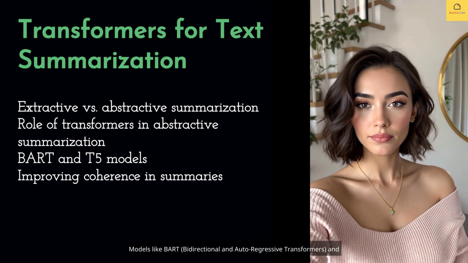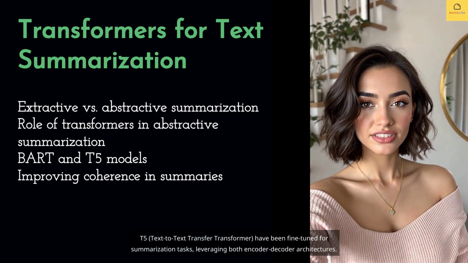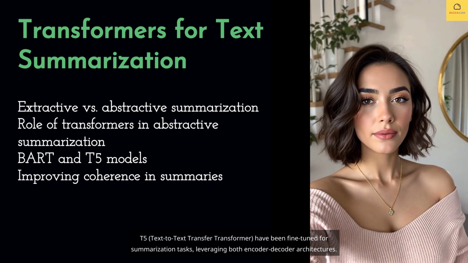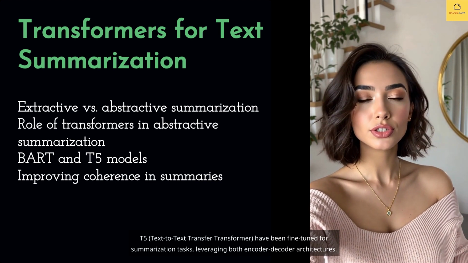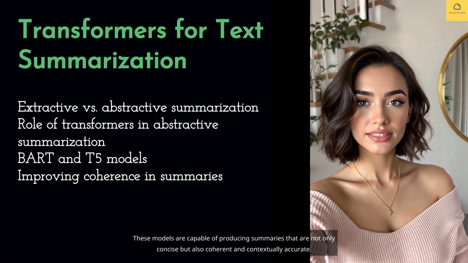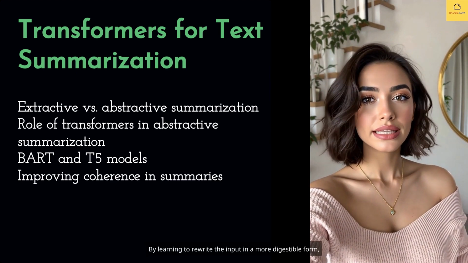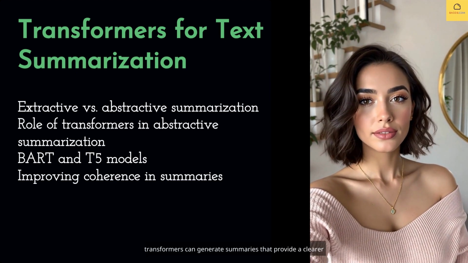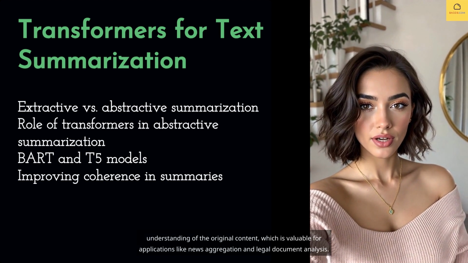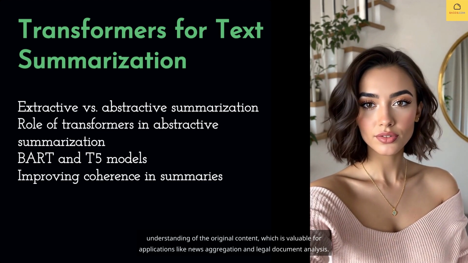Models like BART, bidirectional and autoregressive transformers, and T5, text-to-text transfer transformer, have been fine-tuned for summarization tasks, leveraging both encoder-decoder architectures. These models are capable of producing summaries that are not only concise, but also coherent and contextually accurate. By learning to rewrite the input in a more digestible form, transformers can generate summaries that provide a clearer understanding of the original content, which is valuable for applications like news aggregation and legal document analysis.